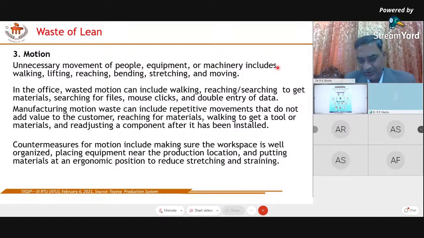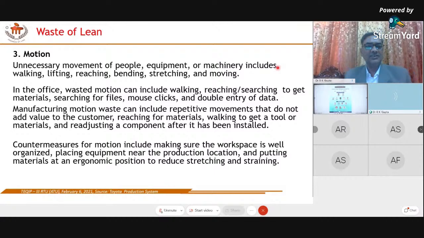So placing equipment near the production location means, if you have gone to any service center, whether two-wheeler or four-wheeler, say a four-wheeler service center, every worker who is servicing the car keeps their own inventory of equipment near that car or near their work area. So placing equipment near the production location saves time, right? And putting materials at ergonomic positions reduces stretching and straining. This is also another part.